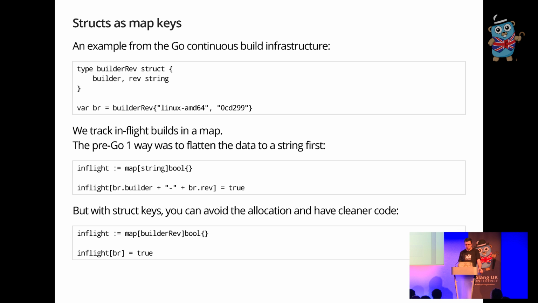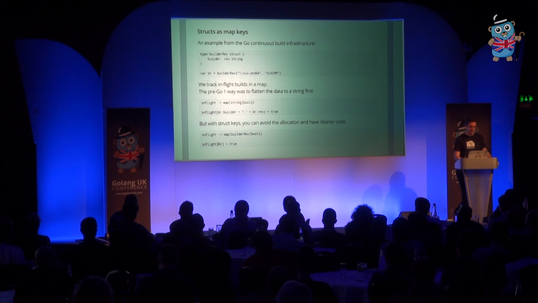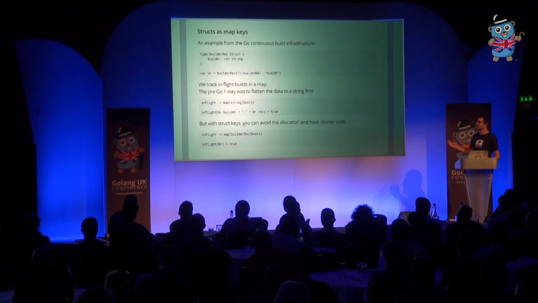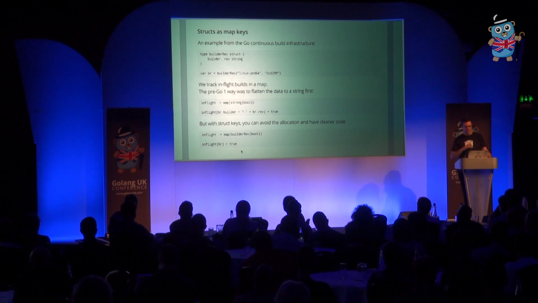But if we put the builder rev as the struct key, we can just use that builder rev value itself as the key in the map. And so you avoid the allocation, and also the code is a lot cleaner to read.